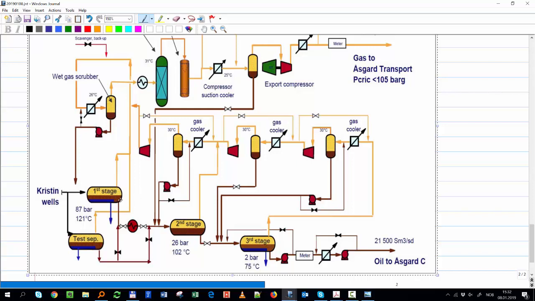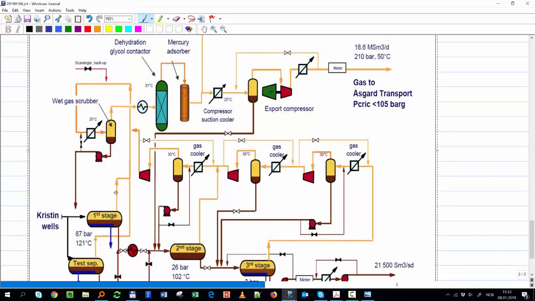So now let's follow that oil. Oil goes from the first stage, it has a valve, it has a cooler, and then goes to the second stage. You can see the numbers: 87 bar, 121, quite hot. Then it goes to the second stage, again more separation. Then I have the third stage. In this case I don't have a tank, but it simply goes to another platform, Osgard C.